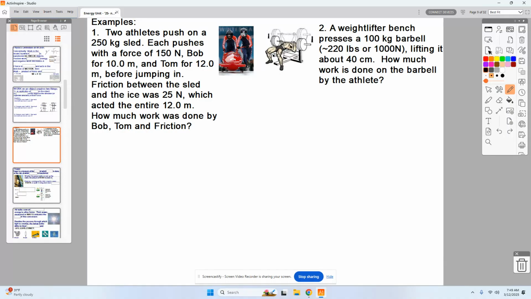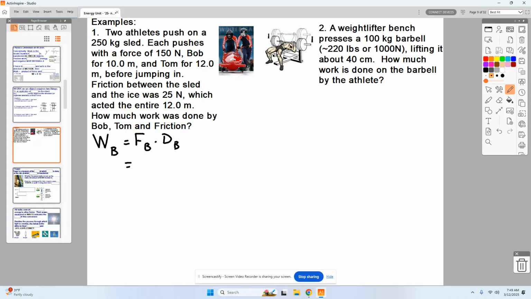Now, I'm going to be very explicit with my writing, meaning I'm going to write a lot up here. You might not need to write everything that I'm doing, but you should show some work, literally and figuratively. So I'm going to write the work done by, let's do Bob first. The force that Bob exerts multiplied by the distance that Bob exerts that force. Because they're aligned with each other, I know that work is going to be positive.